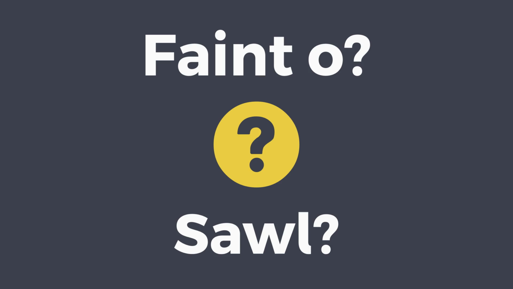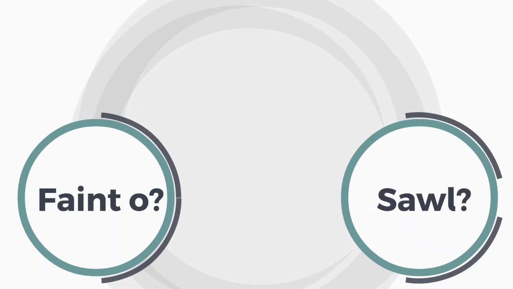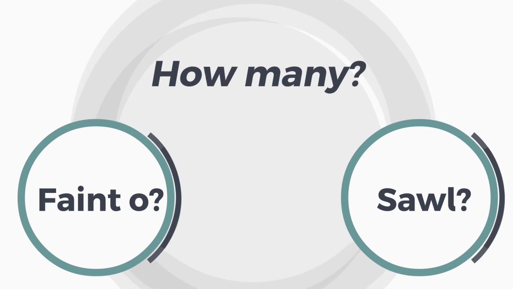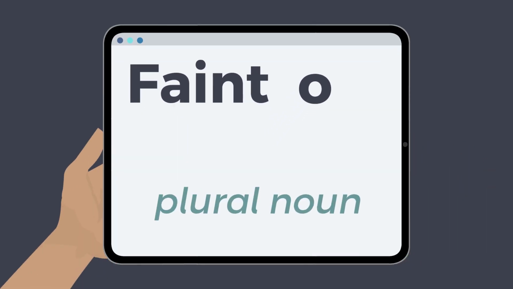Yn y fideo hwn, da ni'n mynd i ddysgu'r gwahaniaeth rhwng faint o a sawl. In this video, we're going to learn the difference between faint o and sawl. Faint o and sawl both mean the same, how many. However, we use faint o with the plural noun.